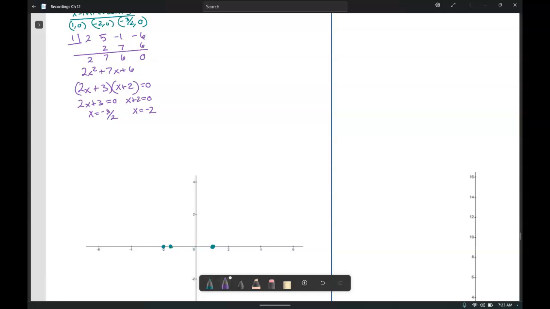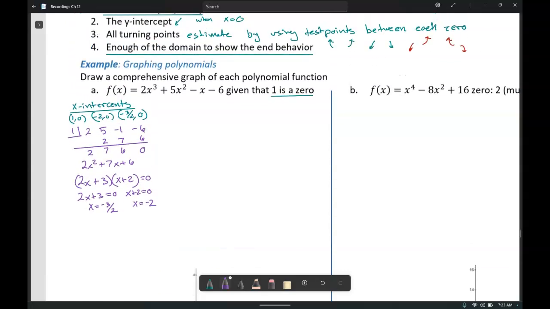Now keep in mind, we're going to have a turning point between each of these zeros, somewhere kind of in the middle of each of these successive zeros. Next, we're going to find the y-intercept. The y-intercept is when x equals 0. The benefit of the y-intercept when we're dealing with a function in a general expanded form is that every term gets canceled out by the 0, and so our y-intercept ends up being just the constant term at the end. And so that gives us an easy point to plot, (0, -6).